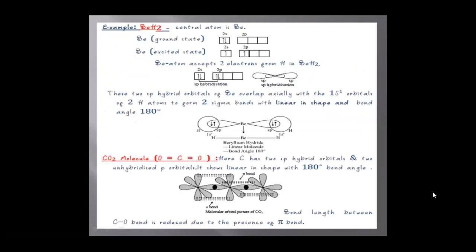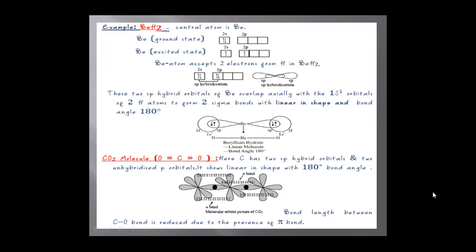Example: beryllium dihydride. The central atom is beryllium, in the ground state 1s2, 2s2, and in the excited state 2s1, 2p1. So the beryllium atom accepts 2 electrons from hydrogen in beryllium dihydride. These two sp hybrid orbitals of beryllium overlap axially with the 1s orbitals of 2 hydrogen atoms to form 2 sigma bonds, linear in shape and bond angle is 180 degrees.